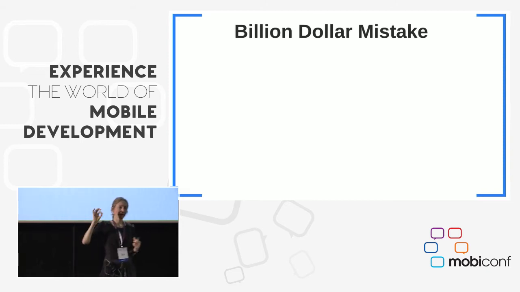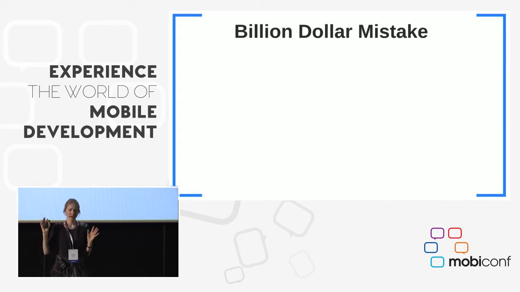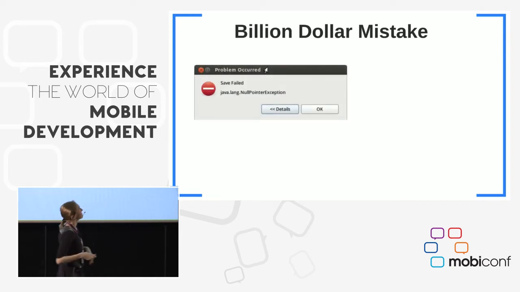Okay, so then I want to illustrate what I've already talked about with one example. It's a well-known, famous example of the billion-dollar mistake. It's a term that was invented by Sir Tony Hoare. He called by this the invention of null pointer references. Very often, our application can crash like this. There is a null pointer exception in your application, and that's all the information you have. Then you can go and try to understand what actually broke.